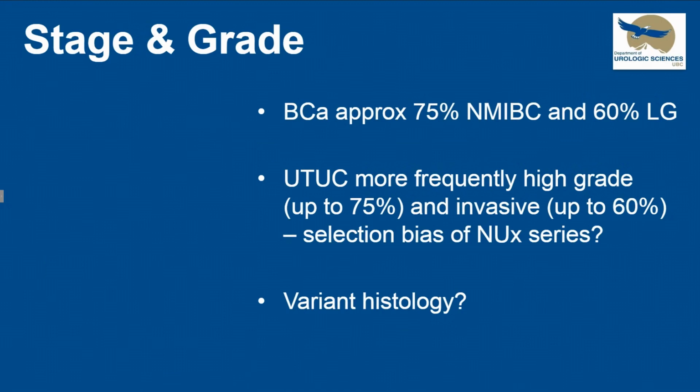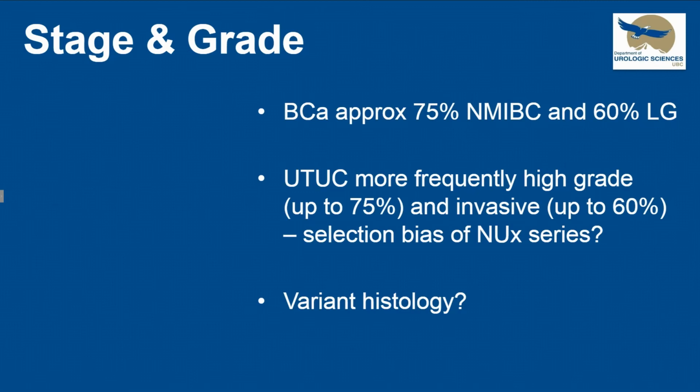If we look at stage and grade, there's a basic difference. 75% of bladder cancer is non-muscle invasive, and 60% is low grade. Yet if we look at upper tract, 75% is high grade, and the majority is invasive. There is, however, a potential for selection bias for the upper tract because it's based on nephroureterectomy, and it may also be based on some referral patterns.